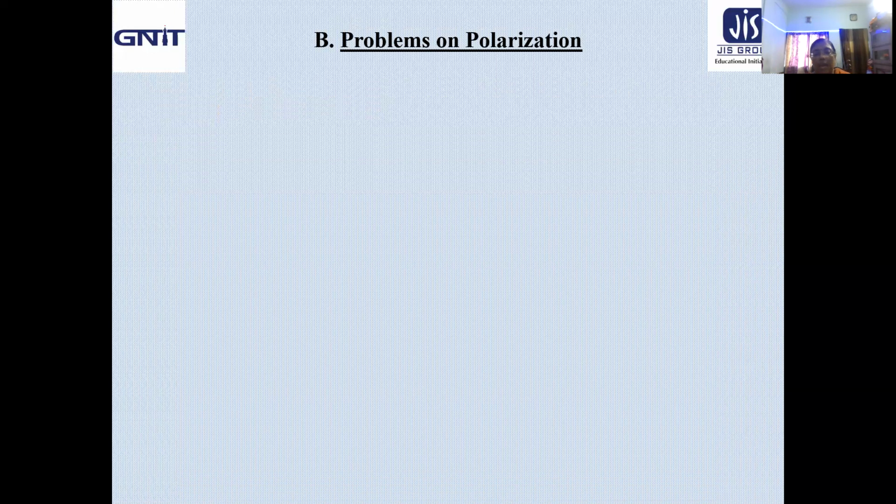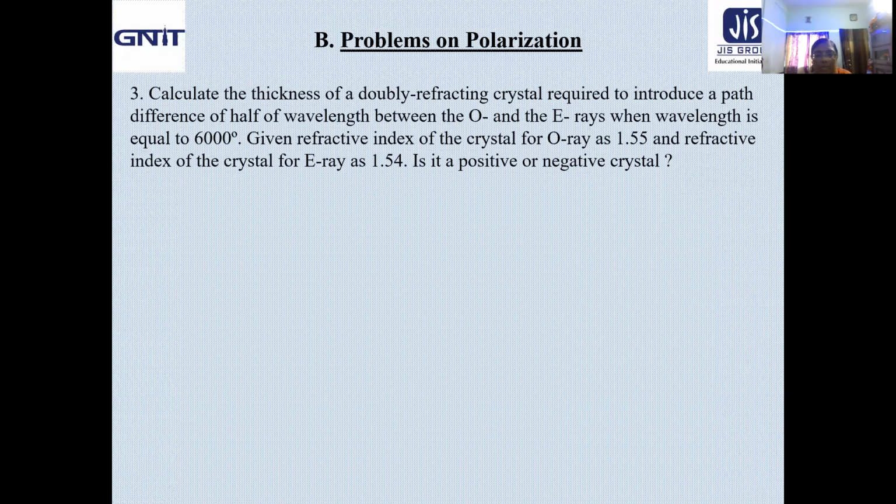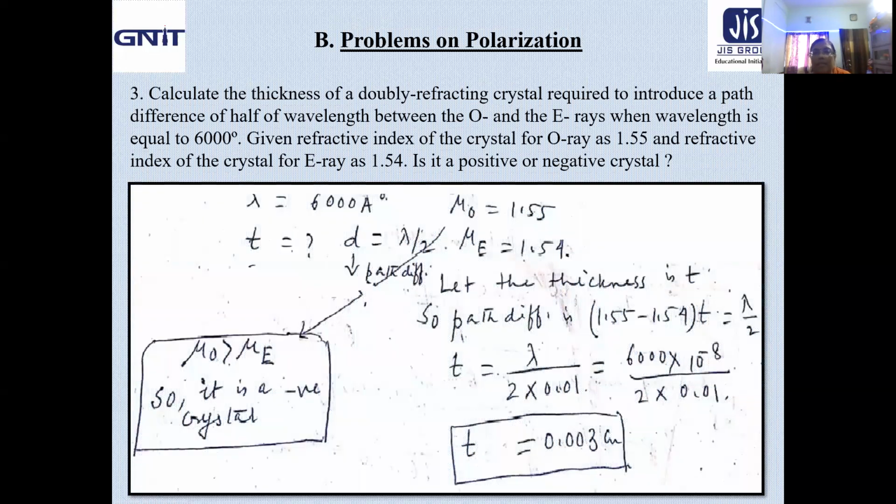Now let us move to the next question. Calculate the thickness of a doubly refracting crystal required to introduce a path difference of half a wavelength between the O ray and the E ray when the wavelength is equal to 6000 angstrom. Given the refractive index of the crystal for O ray as 1.55 and for E ray as 1.54, is it a positive or negative crystal?